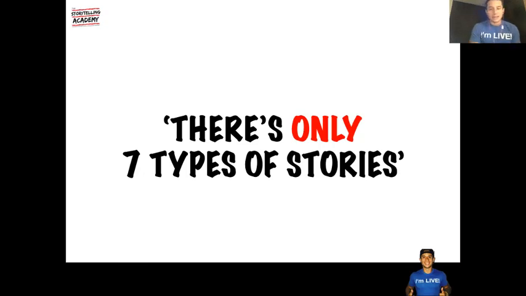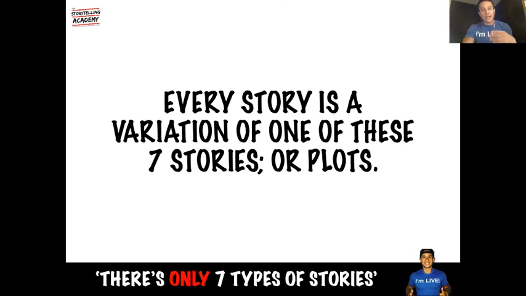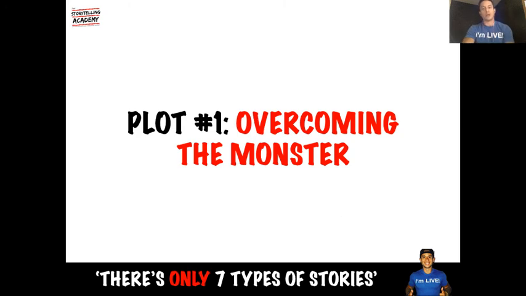Because today's lesson is all about how there's only 7 types of stories. And again, when you know these 7 types of stories, you're going to see that every story of all time is a variation of these 7 stories. And I say stories, but I'm also going to refer to them as plots. Every story is a variation of one of these 7 stories or plots. Okay, so plot number 1, overcoming the monster. If you want to write these down, go ahead as I go through them, but they're listed right below as well.